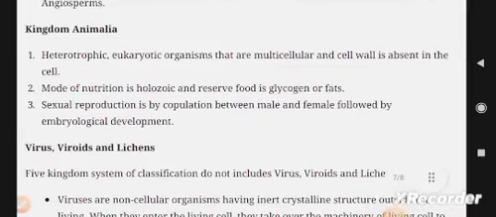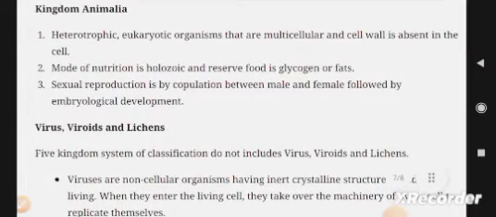Kingdom Animalia, heterotrophic eukaryotic organisms that are multicellular and cell wall is absent in the cell. Mode of nutrition is holozoic and reserve food is glycogen or fats. Sexual reproduction is by copulation between male and female, followed by embryological development.